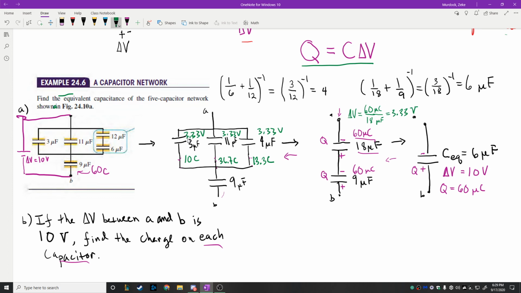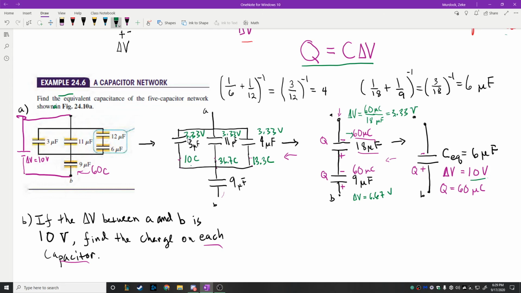Likewise, if we went back to the previous part where we said the delta V on this one was 3.33, delta V on the one below is going to be 6.67. So you can see that the voltages add together to give you this voltage, and then the charges here add together to give you the total charge right here. Okay? Does anyone have any questions?